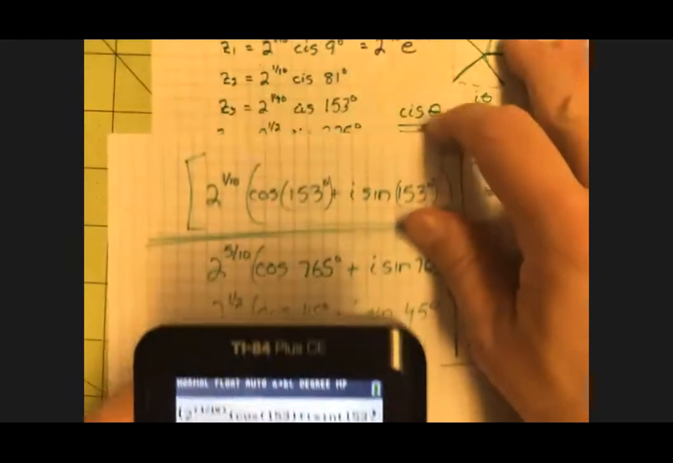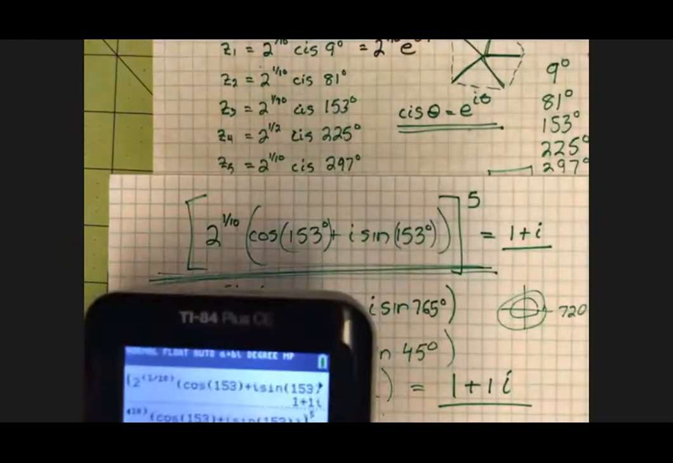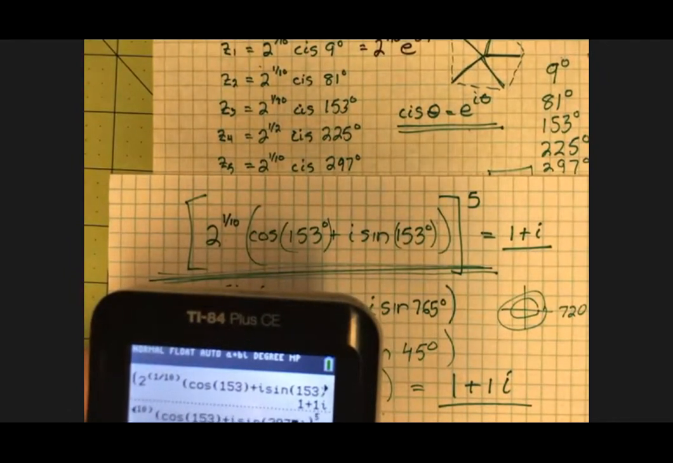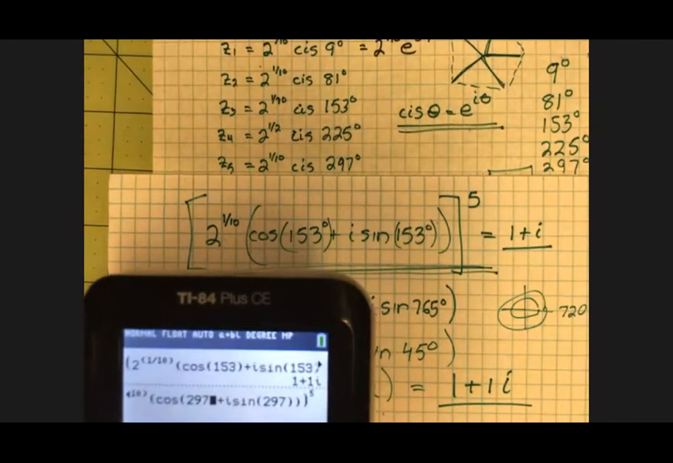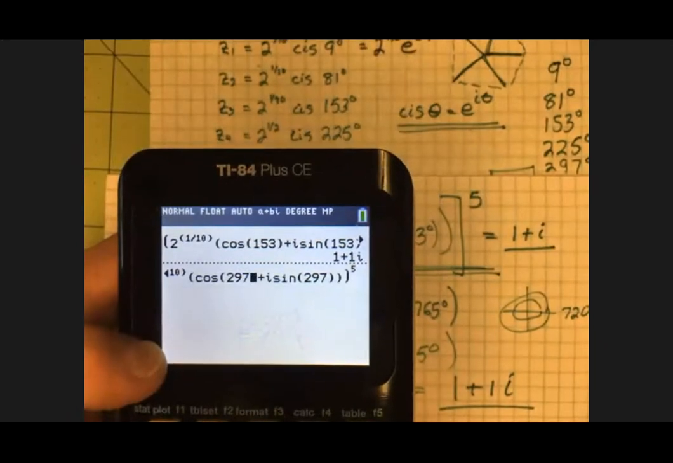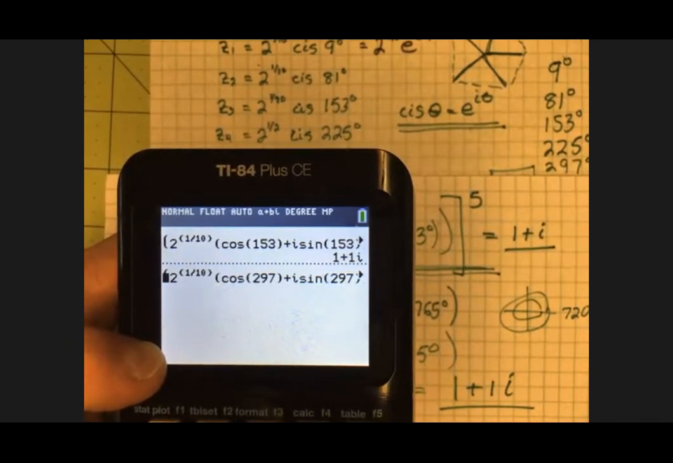What if we tried the 225? What if we tried the 297? Since that seems to be kind of like an odd number or a stranger number, the 225. Let's do 2 to the 1/10 cis 297. I still get 1 plus i.